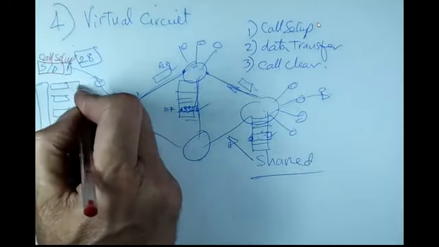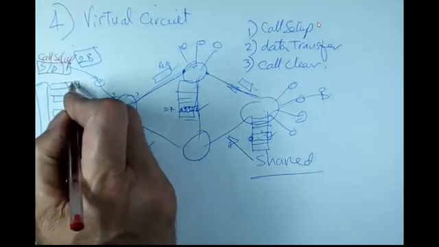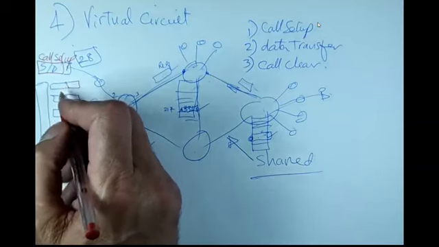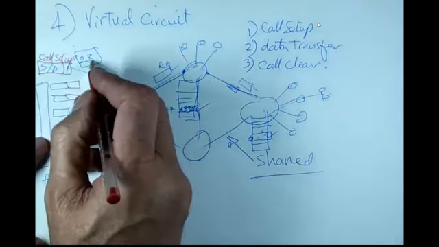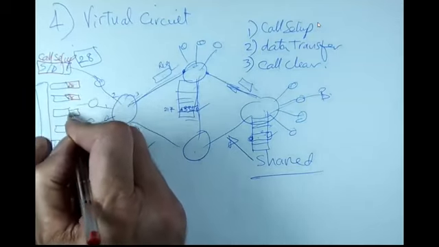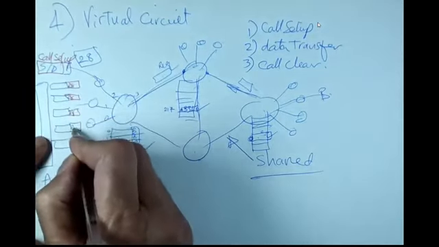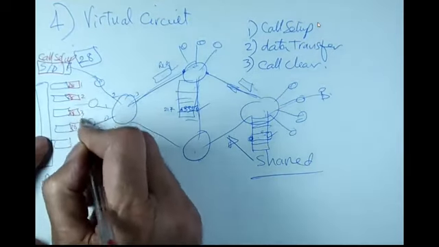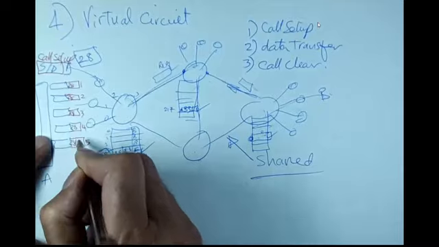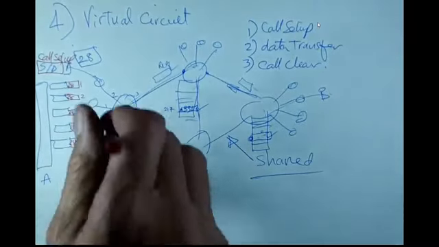Now, all the packets you create, you don't put any more source address saying A is talking to B. No, you don't need to. All you have to do is put 28. That's the virtual circuit number, 28. And of course, you need to put the sequence number. And that's it. And start sending them to this router.